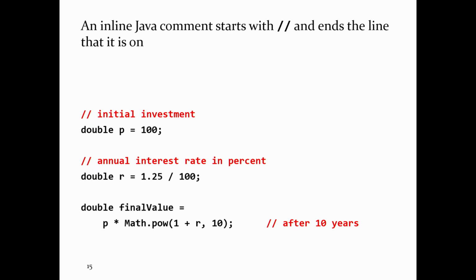If you want to compute something raised to another power, you have to call a method in Java. If you want to raise something to an exponent, you have to write Math.pow, round brackets, and then you pass it two arguments. The first argument is the base, so 1 + r. The second argument is the exponent. So Math.pow, 1 + r, 10, computes 1 + r raised to the power 10.